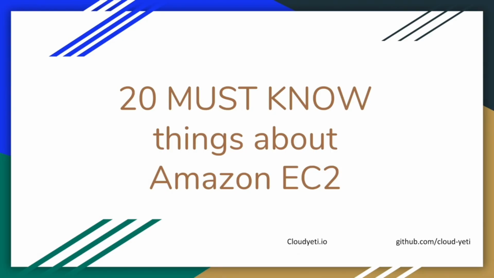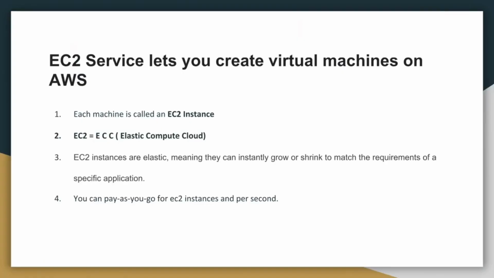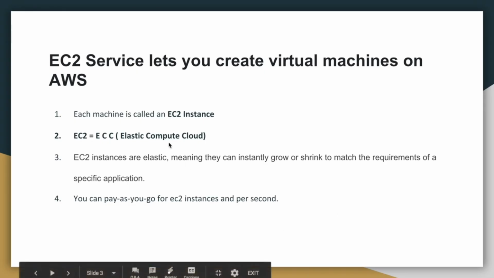Welcome to this video. In this video, I'll start covering the 20 must-know things about Amazon EC2. So let's get started with fact number 1. EC2 service lets you create virtual machines on AWS. Each machine is called an EC2 instance. EC2 comes from the name Elastic Compute Cloud, or EC2.